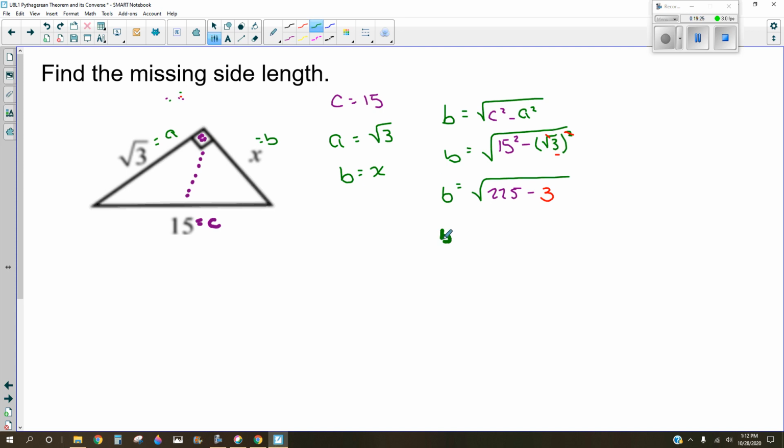So my answer, when I'm all said and done, right? Sorry, it's a little chunky there. Is 222. Okay, that's it. 222.